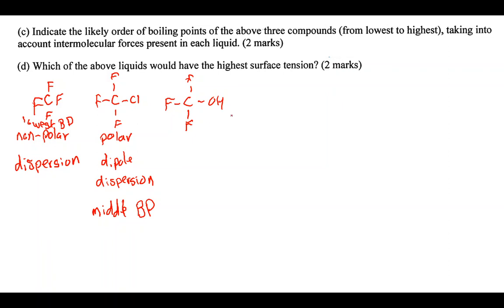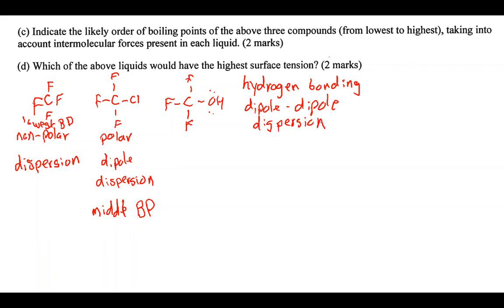And then this guy on the right here, the main difference is this oxygen-hydrogen. Because we have a hydrogen bonded to an oxygen here, this guy has hydrogen bonding, as well as it is polar, so we also get dipole-dipole forces. And because all molecules have it, we have dispersion forces. So this guy here would have the highest boiling point. So that would be the answer of ordering those guys.